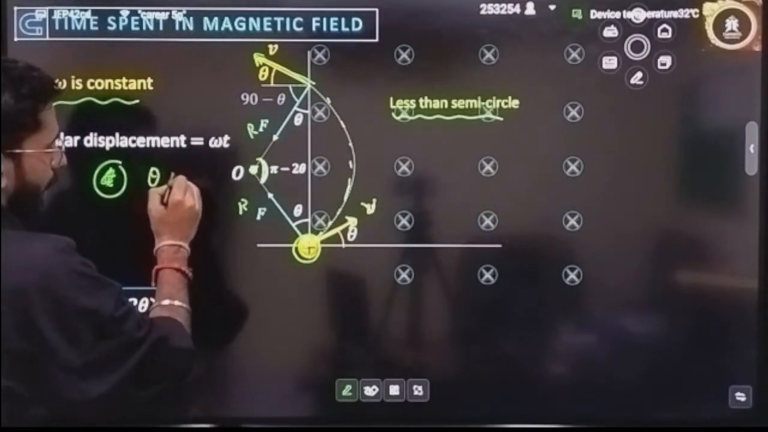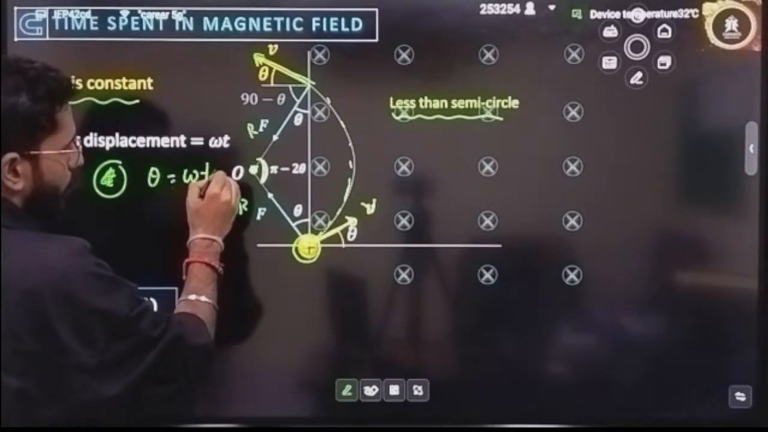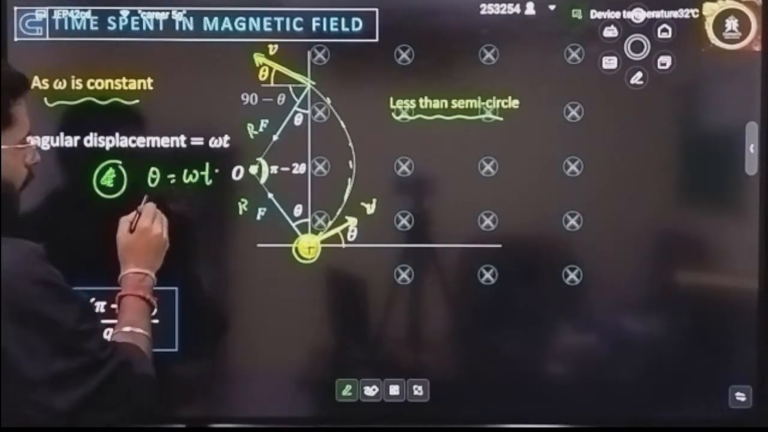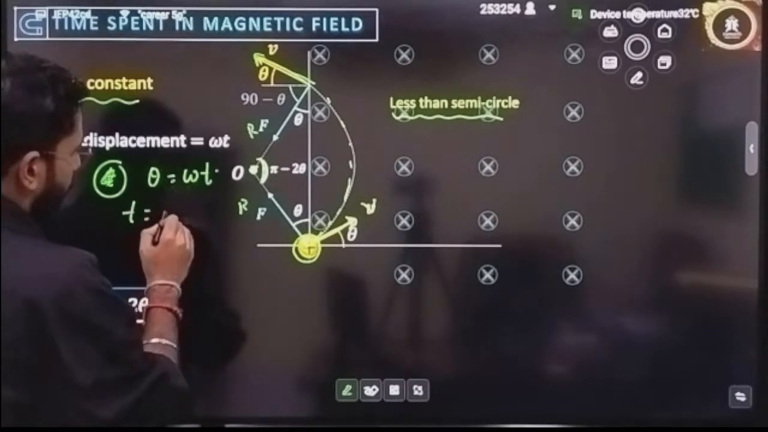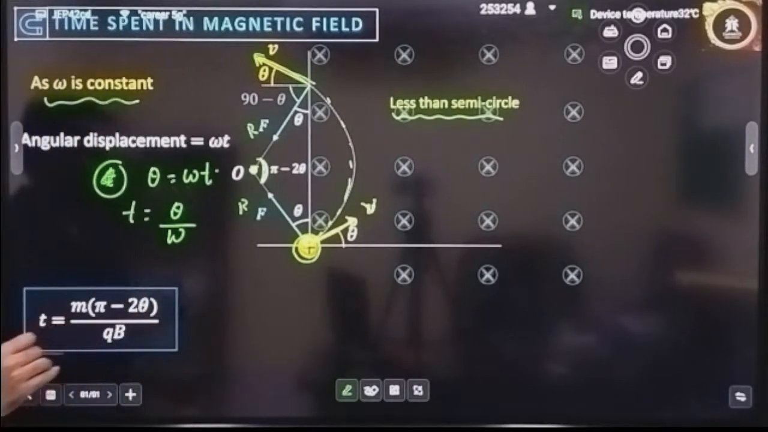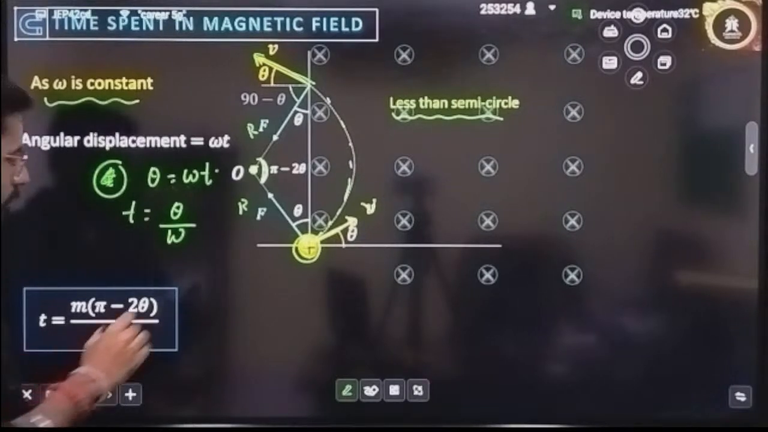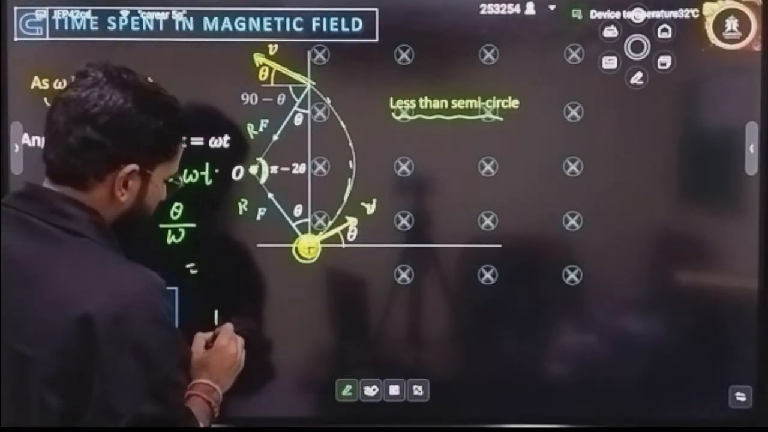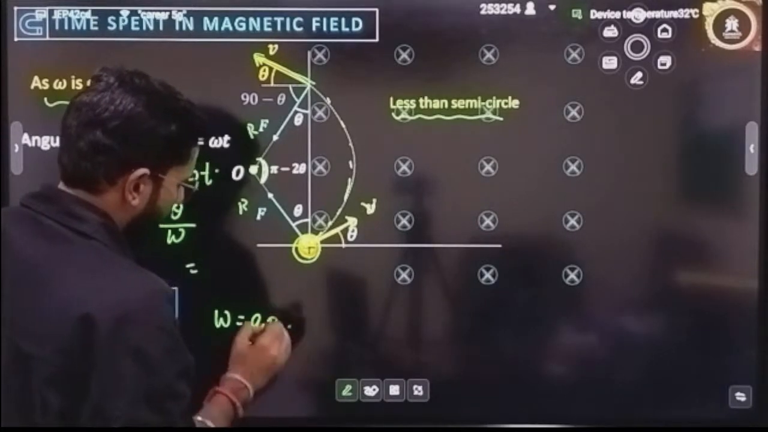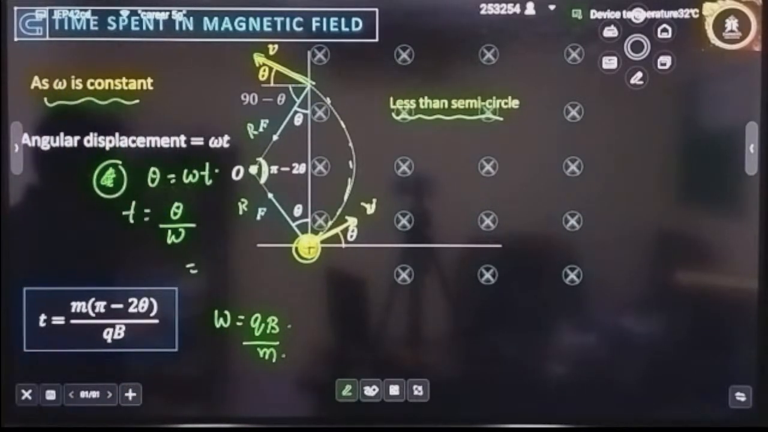So whatever the angle followed, theta is equal to omega into t. Now how can you write time? Time can be written as theta divided by omega. Now tell me, what is omega? Omega is nothing but QB divided by M. In the last slides we checked that omega is equal to QB by M.